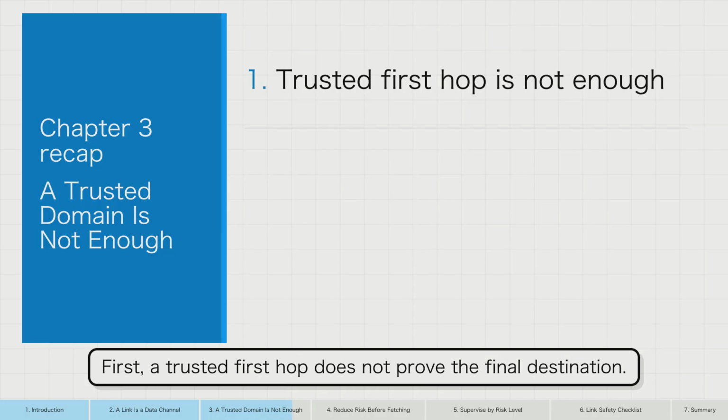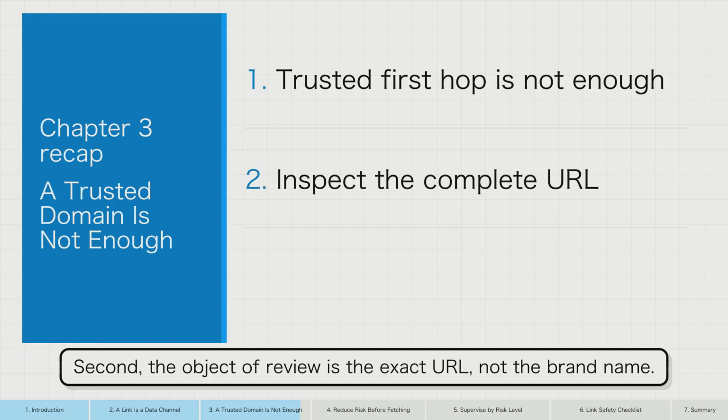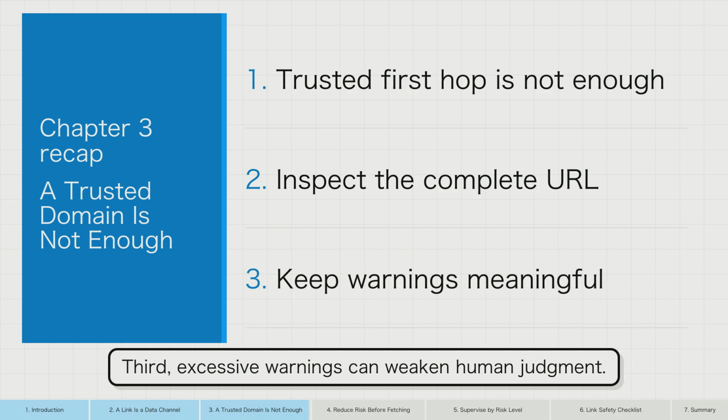Chapter Recap. First, a trusted first hop does not prove the final destination. Second, the object of review is the exact URL, not the brand name. Third, excessive warnings can weaken human judgment.